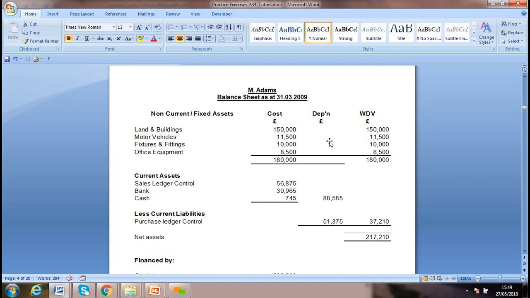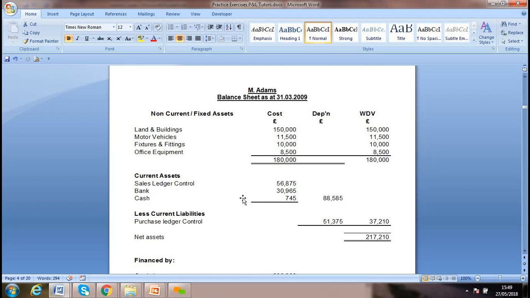Okay, current assets mean the assets which we use within 1 year. Sales ledger control: within a year we will receive money from it. The money we keep is carried on for use within a year. Then cash, we keep it for a year, so we plan.